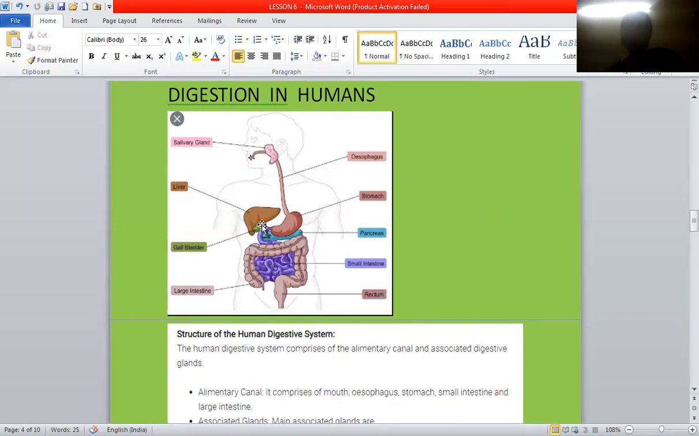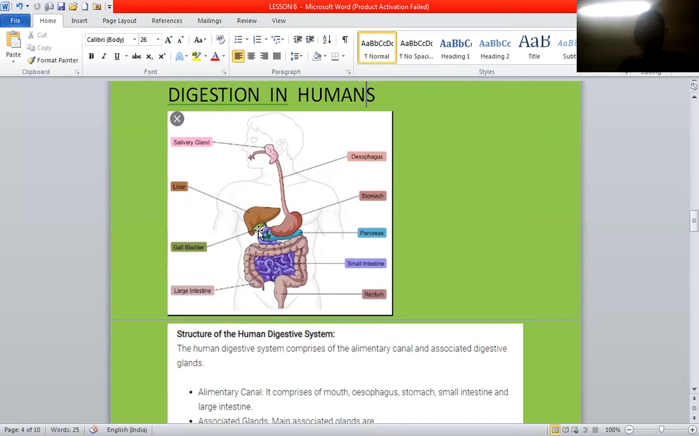It secretes bile juice which helps in the digestion of fat. The bile juice is stored in a sac located near the liver called the gallbladder. See, this is the sac where bile juice is stored, and this sac is known as gallbladder.